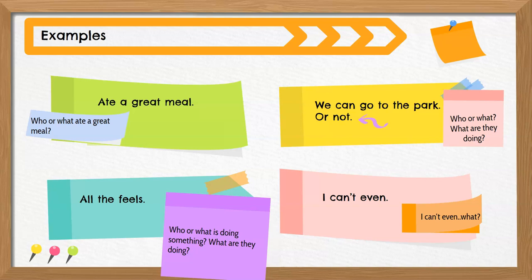All the feels is missing who or what is doing something and what they're doing. It's missing both a subject and a predicate. I can't even. I can't even has a subject, I, and a predicate, can't, but it's missing a complete thought. What is it that the person can't even?